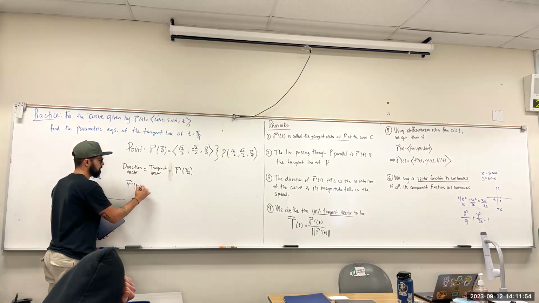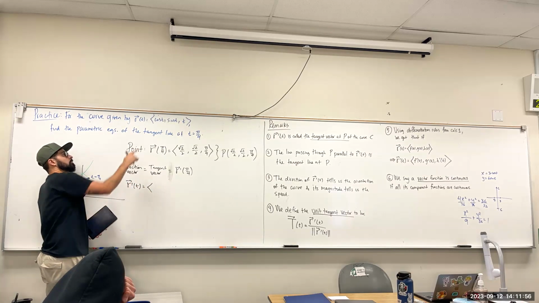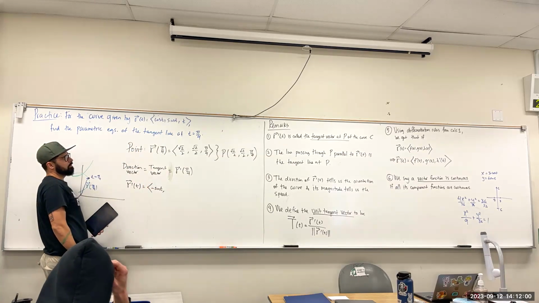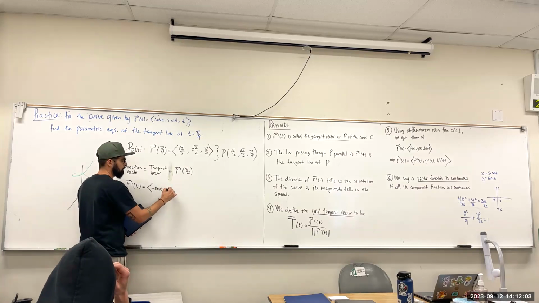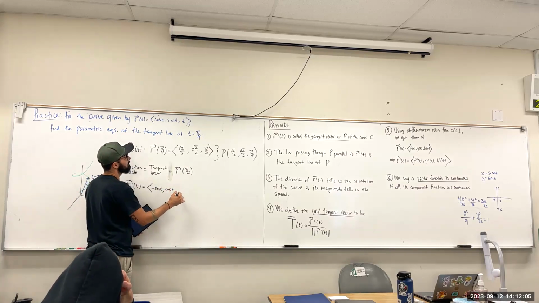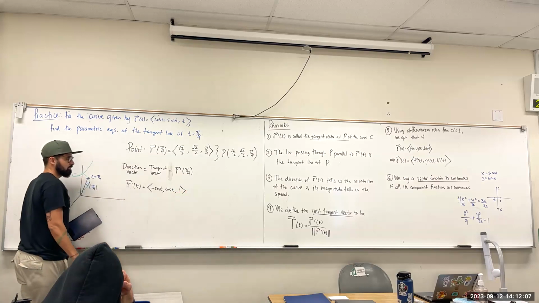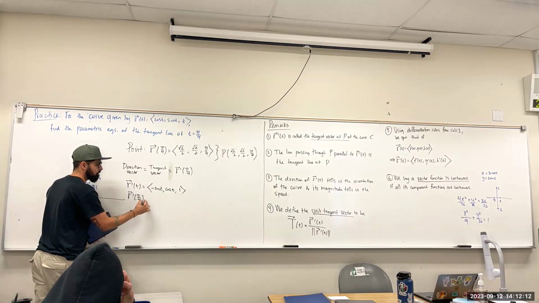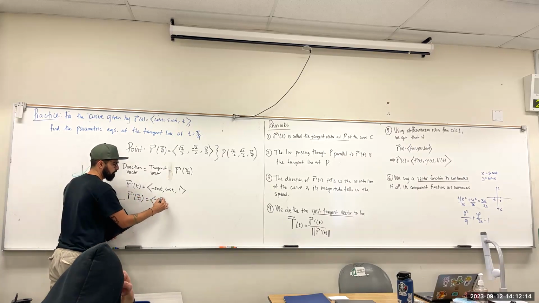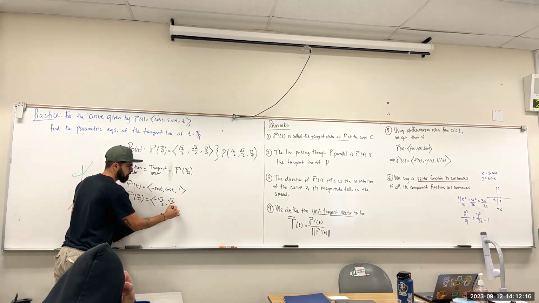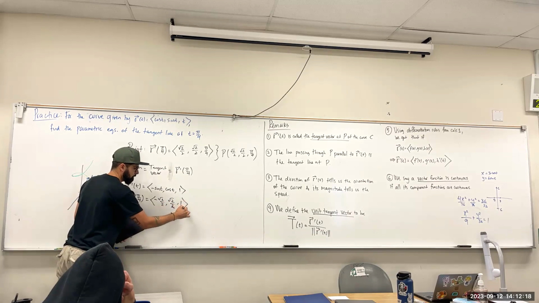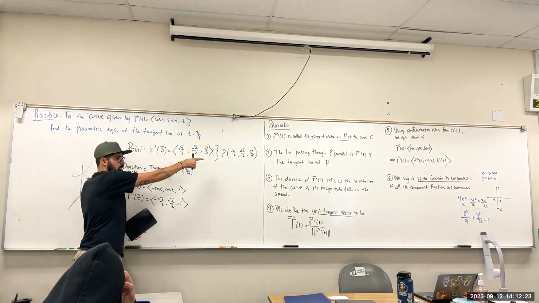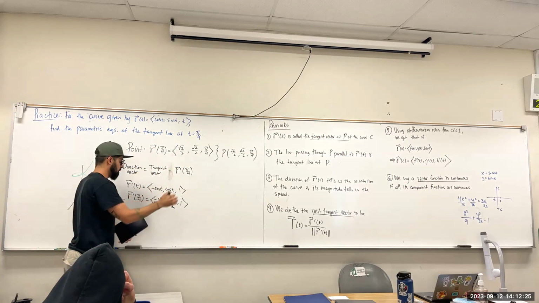Take the derivative. Derivative of cosine is negative sine, and then derivative of sine is cosine t. And then the derivative of t is just 1. So then we plug in pi over 4 there, and that should give you your tangent vector, which is negative root 2 over 2, root 2 over 2, and then 1. That's the tangent vector. That's the point. So how do you find the parametric equations?